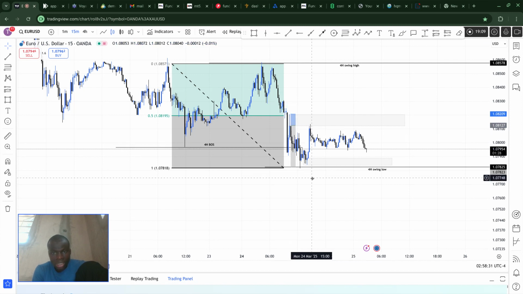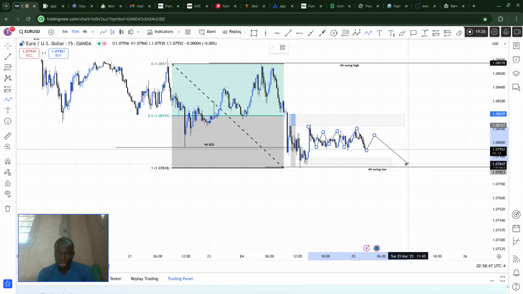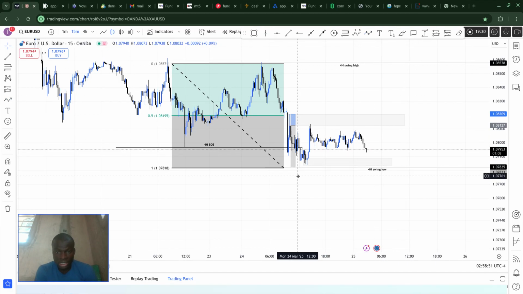I don't have a clear structure. The market has been consolidating. So when there's consolidation, you try to move away from that particular pair. Maybe we'll come back for another session, and maybe there is going to be a clear structure for us to mark out. As you can see here. So that is that for the two pairs.